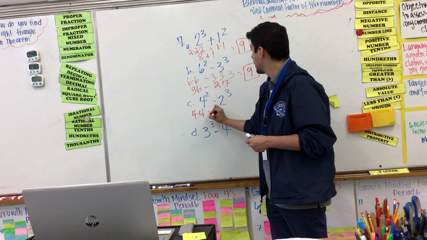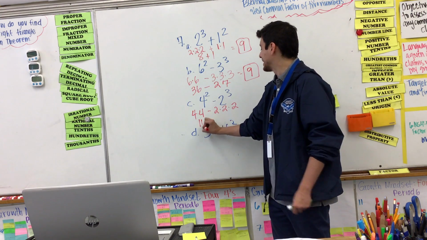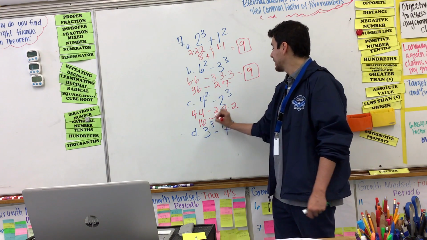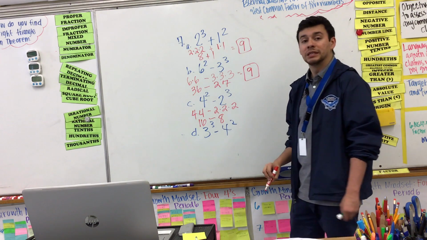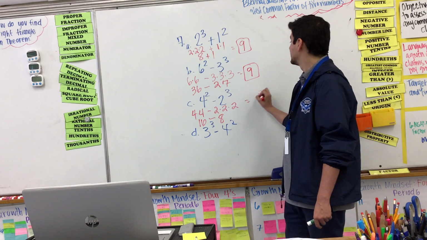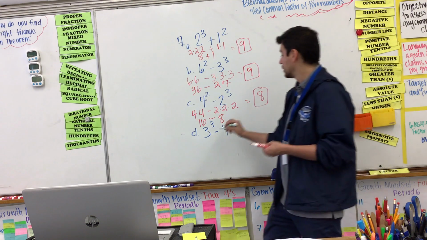4 times 4 minus 2 times 2 times 2. 4 times 4 is 16. Minus 2 times 2 times 2, I did it over here, is 8. 16 minus 8 is 8. Okay? Then let's do this one.